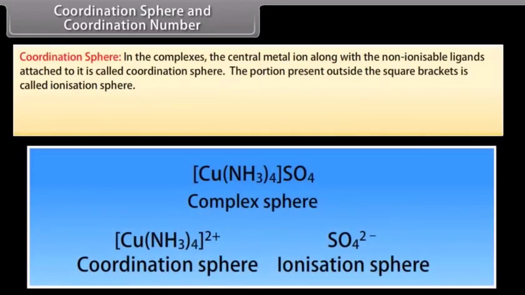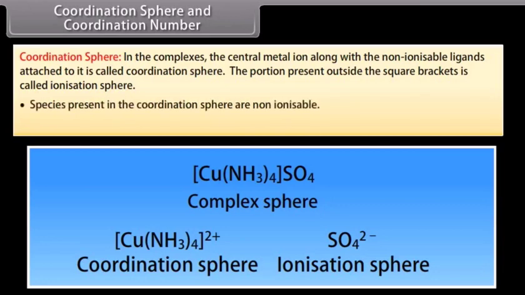Coordination sphere and coordination number. Coordination sphere. In the complexes, the central metal ion along with the non-ionizable ligands attached to it is called coordination sphere. The portion present outside the square brackets is called ionization sphere. Species present in the coordination sphere are non-ionizable. Species present in the ionization sphere are ionizable.